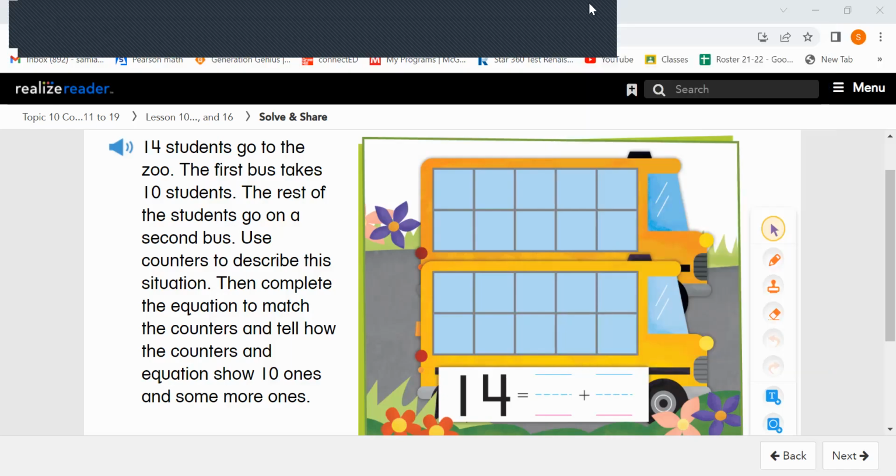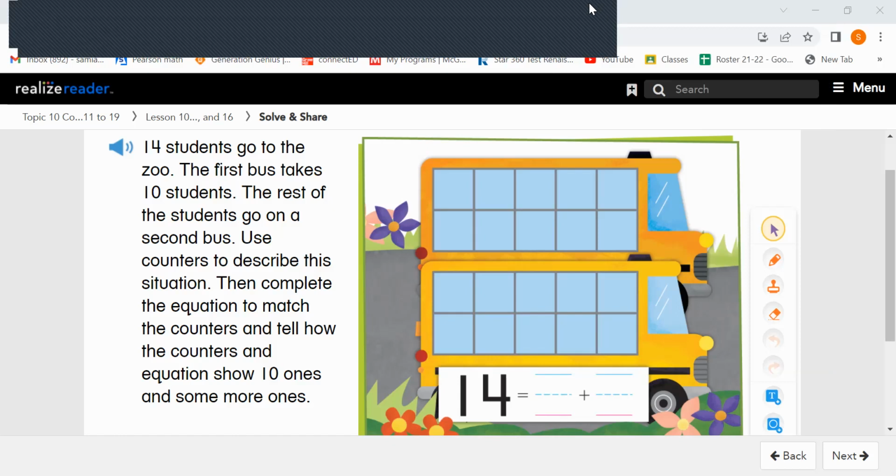Let's read our first problem. 14 students go to the zoo. The first bus takes 10 students. The rest of the students go on the second bus. We're going to use counters to describe the situation, and then we're going to complete the equation to match the counters and tell how the counters and the equation show 10 ones and some more ones.